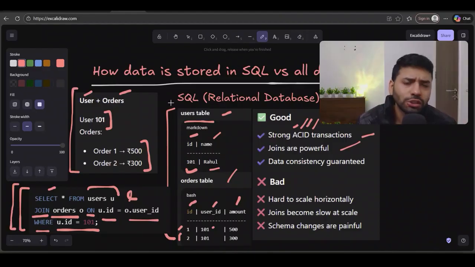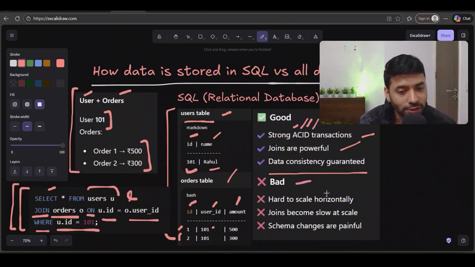Next, SQL provides you strong consistency. So when data consistency is required and you want a guarantee on that, you can use SQL. Okay, so these were the good things for SQL. Now let's talk about the cons of SQL.